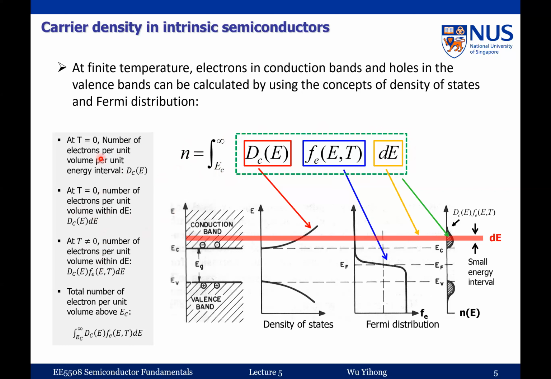So it means that at T not equal to 0, when T is finite, the number of electrons per unit volume within dE is given by this one. I always use per unit volume here because it comes from here, all right? And then the total number of electrons per unit volume, after you integrate over energy, you don't have energy anymore, and that basically is the electron density. Okay, I hope this is clear, all right?